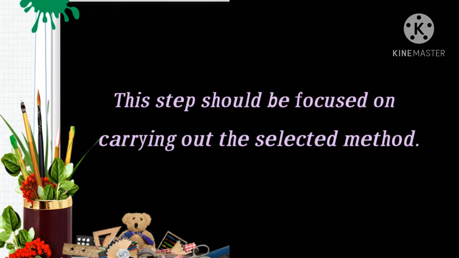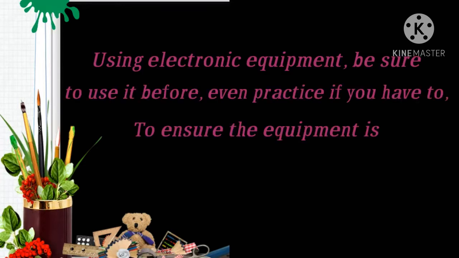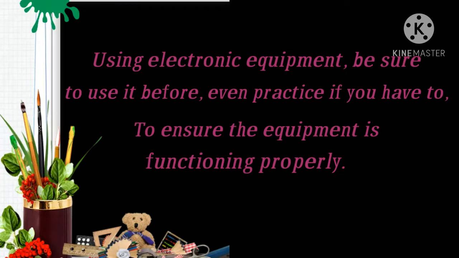The fourth step is utilize methods, media, and materials. This step in the Assure process concerns making a plan as to how well you utilize the methods, media, and materials that you have selected. This is where you develop your plan for implementing your media and materials. In this step, it should be focused on carrying out the selected method. If you decide to use electronic equipment, be sure to use it before, even practice it if you have to, to ensure the equipment is functioning properly. It is also important to practice the lesson itself before introducing it to the learner.